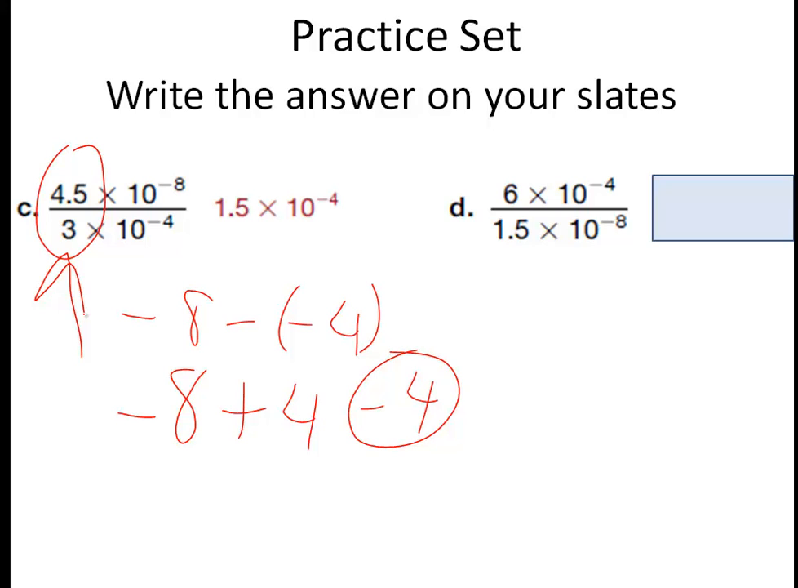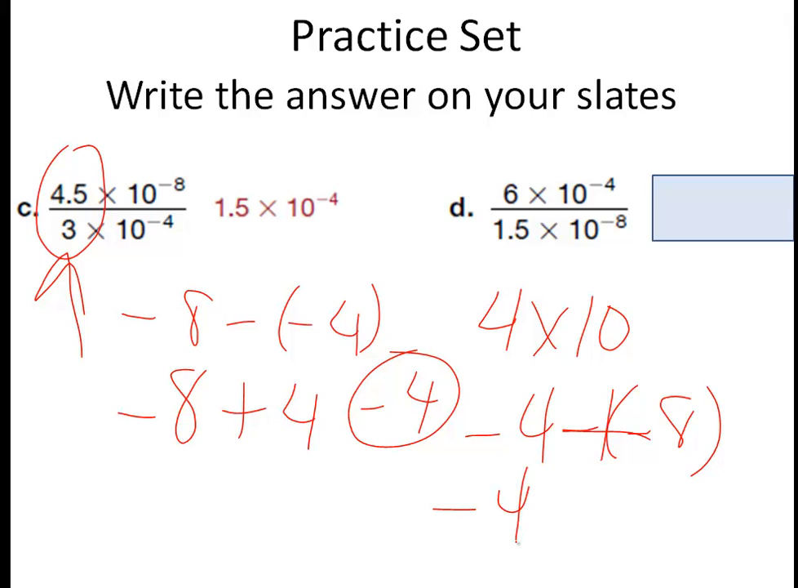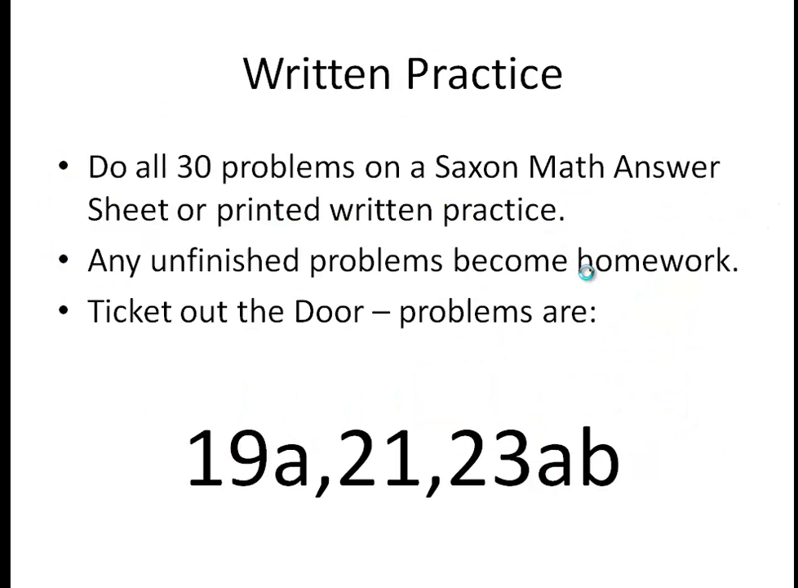Okay, let's look at D here. D, we've got 6 divided by 1.5, which is a 4, which is already what we want. Now we just need to do our exponents. So we've got negative 4 minus a negative 8. Well, a negative and a negative makes that positive. So it's negative 4 plus 8, which is a positive 4. That's what you should have come up with. Hopefully you did. There it is.